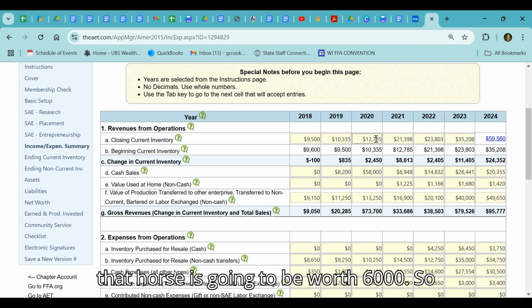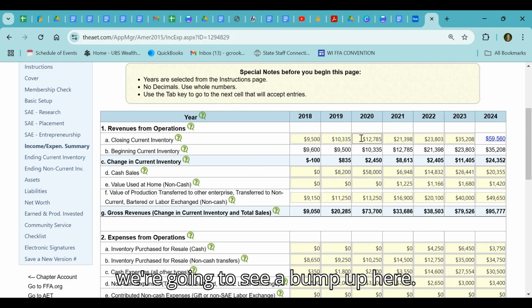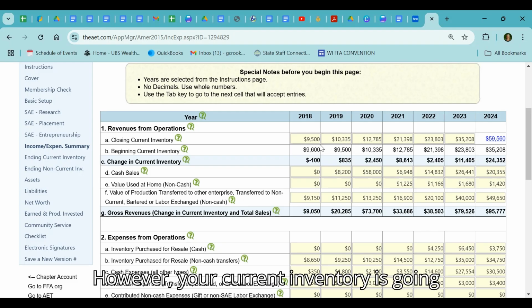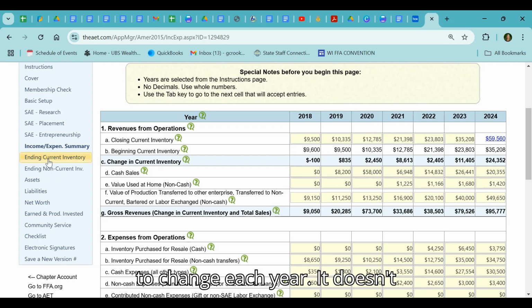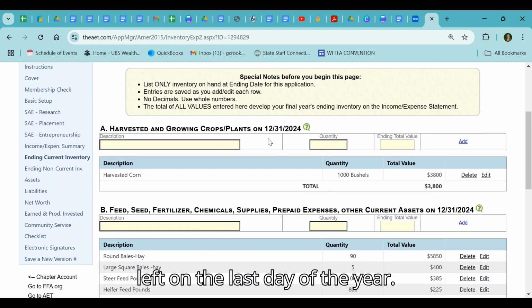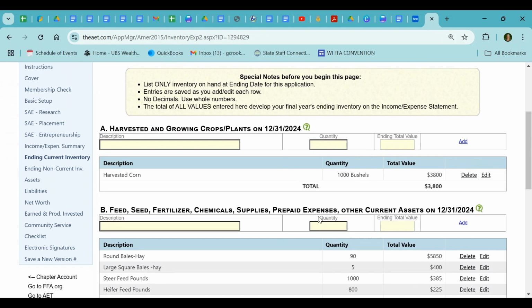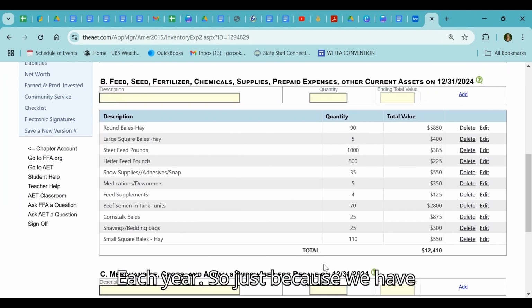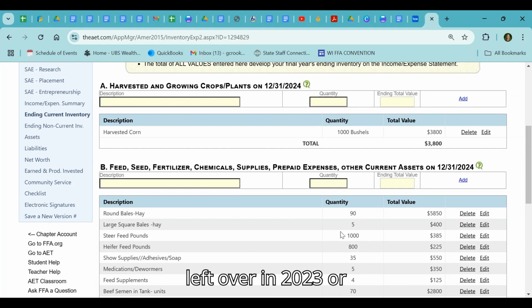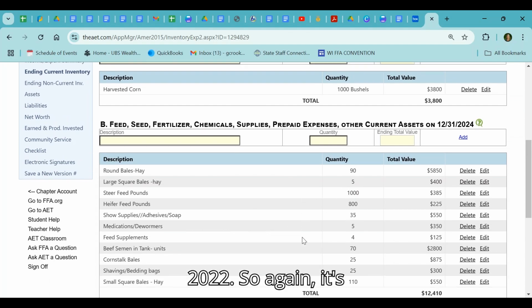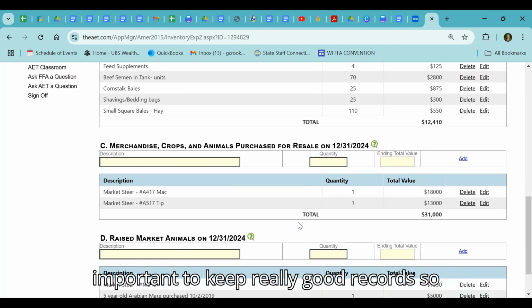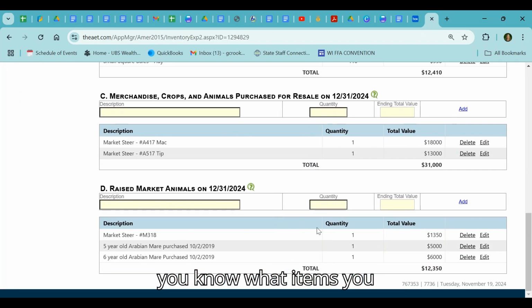So in 2020, that horse is going to be worth 6,000. So we're going to see a bump up here. However, your current inventory is going to change each year. It doesn't necessarily have to continue to grow. It all depends on what you have left on the last day of the year each year. So just because we have these items left on the last day in 2024 doesn't mean we had these items left over in 2023 or 2022. So again, it's important to keep really good records so you know what items you had.